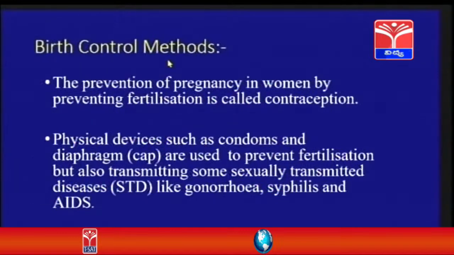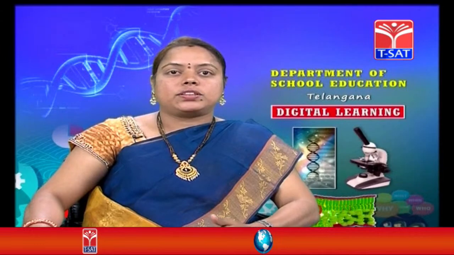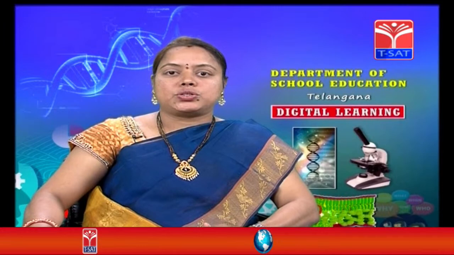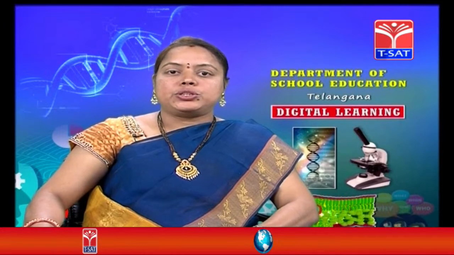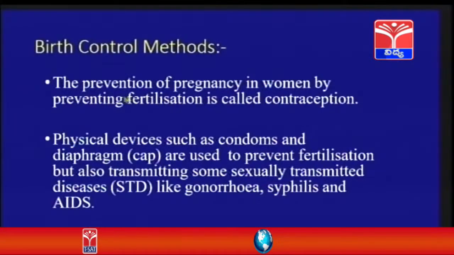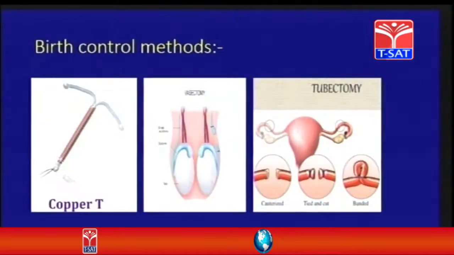Birth control methods. Children, if the population is increasing, it has a negative impact on the development of the nation. So people have to follow birth control methods, and people can use contraceptives to stop the process of pregnancy. Physical devices like condoms and diaphragm are used, and a few other methods are copper T, vasectomy and tubectomy.